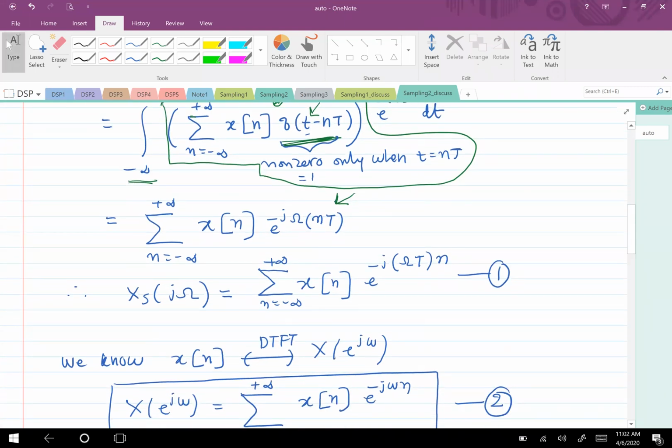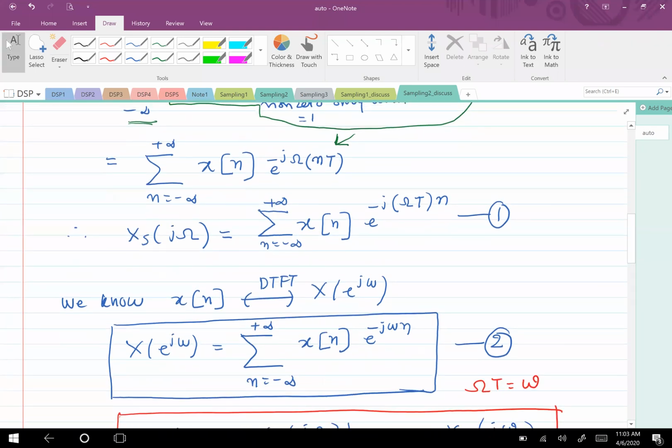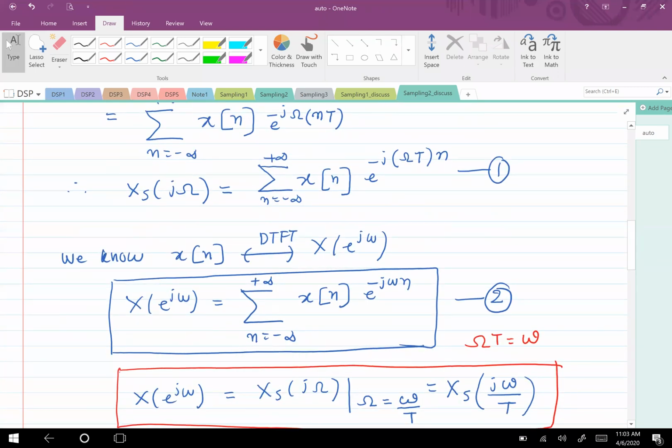So then what do you get? Xs of j omega is equal to the summation n varying from minus infinity to plus infinity x of n into e power minus j omega T n. Now you compare with the definition of X of e power j omega. This is again the simple definition of DTFT that you are writing here. And now you compare both of these two things.